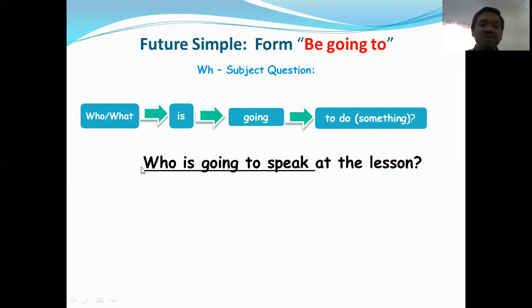Okay. Who is going to speak at the lesson? Who here is the subject, and then is, and then going to, and then speak is in the verb 1 or simple present form. So WH as a subject. Who is going to speak at the lesson?